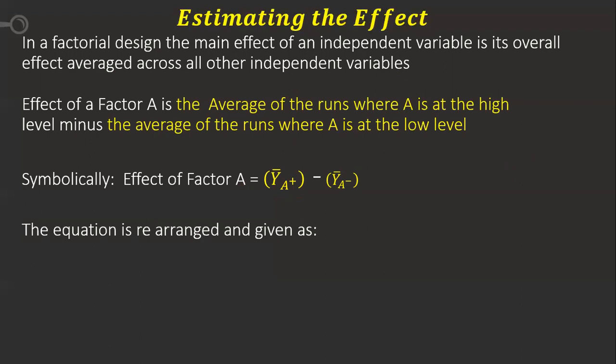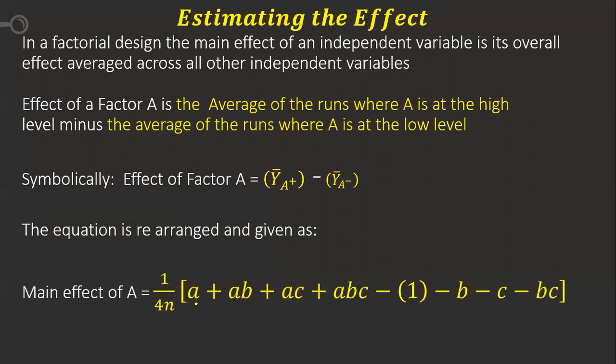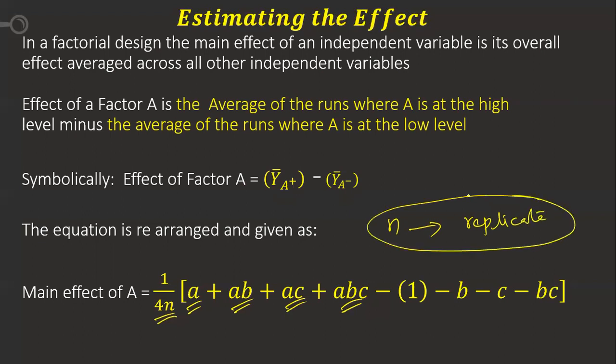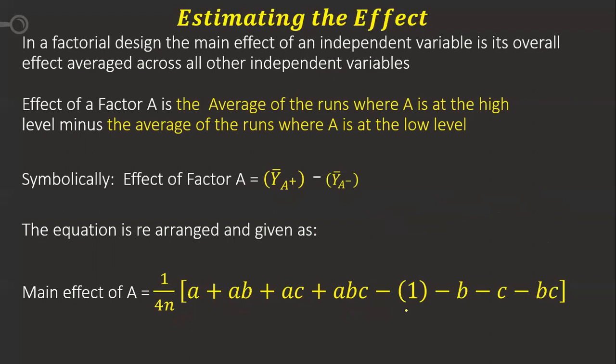Now the equation is rearranged like this. See, for example, A is positive here, AB is positive, AC is positive, ABC is positive. So I'm dividing by 4n, where n denotes the replicate. Whenever I have replicates only, I should take n, otherwise I have to leave it. Now here 1 is also negative, B is also negative, C is also negative, BC is also negative. This is from the previous sign table, you can check it out. So this is the main effect of A. Similarly, I am going to do it for all the effects and finish it off.